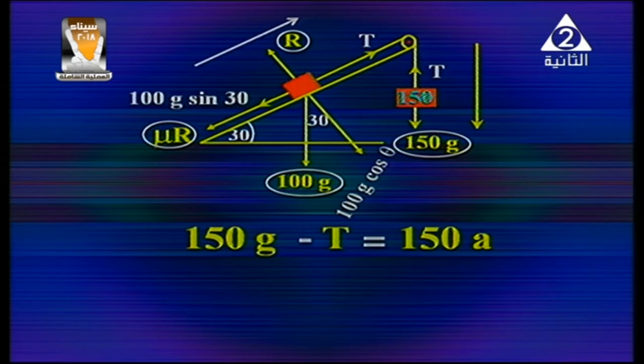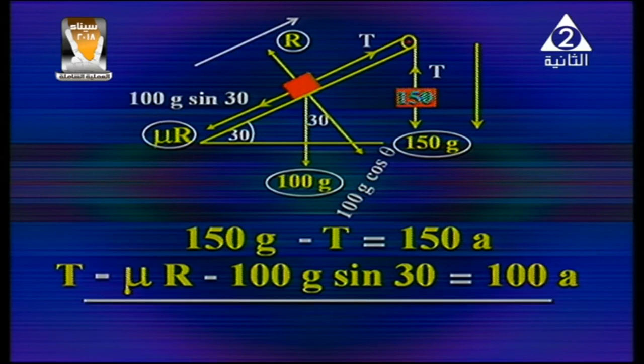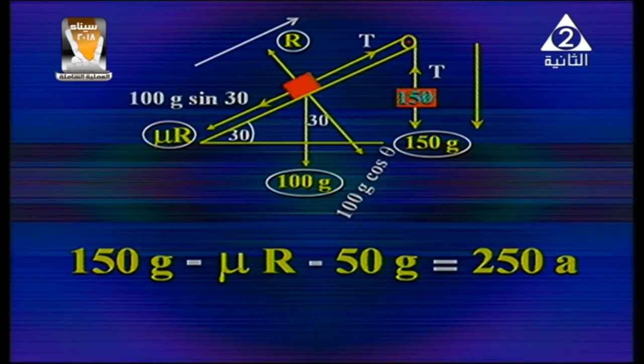The motion of the second body is 150 g minus T equals 150 a. After that, we have the third equation: T minus mu R minus 100 g sine theta equals 100 a. By substitution and adding the two equations, then 150 g minus mu R minus 50 g equals 250 a.